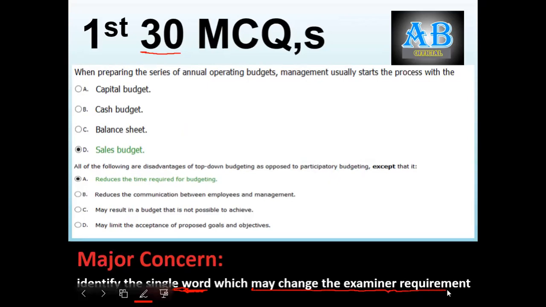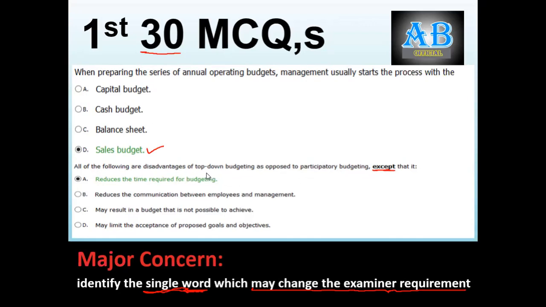These are past exam questions. When preparing the series of annual operating budgets, management usually starts the process with, now how long will it take? Just 10 to 15 seconds. Sales budget. All of the following are disadvantages of top-down budgeting as opposed to participatory budgeting, except. Now this single word actually changed the requirement.